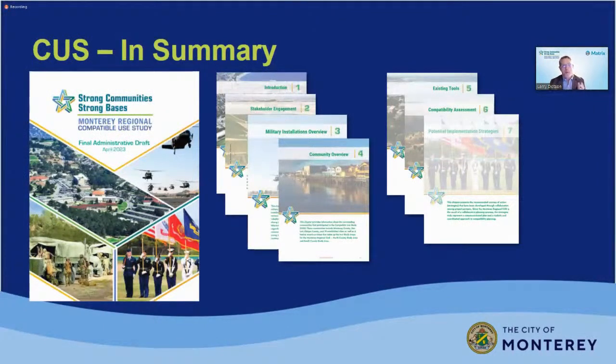But in sum, we delivered all of this body of information in a comprehensive report that breaks down the elements in a very straightforward manner. It's a nice primer if you're a new military installation commander, new to California and new to Monterey. It's a good one-source document to inform you of what's going on in the surrounding communities and how it applies to your military base.